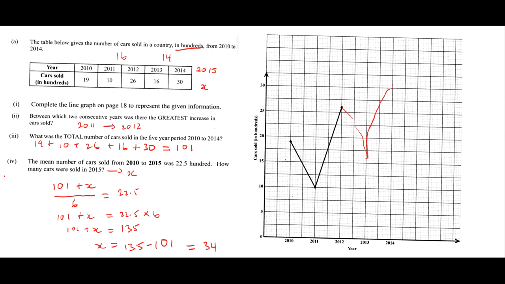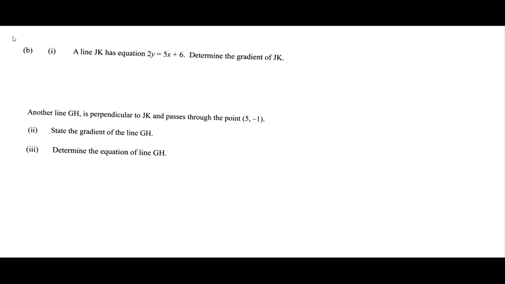Right? Now let's do part B of the question. You have a line JK that has an equation 2y equal 5x plus 6, and determine the gradient of JK. Now whenever we are given an equation of a straight line, we need to write it in the form y is equal to mx plus c, where m represents the gradient and c is the y-intercept.